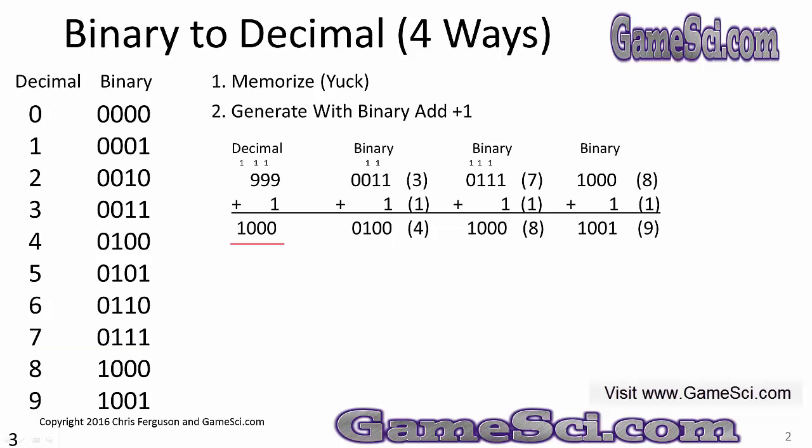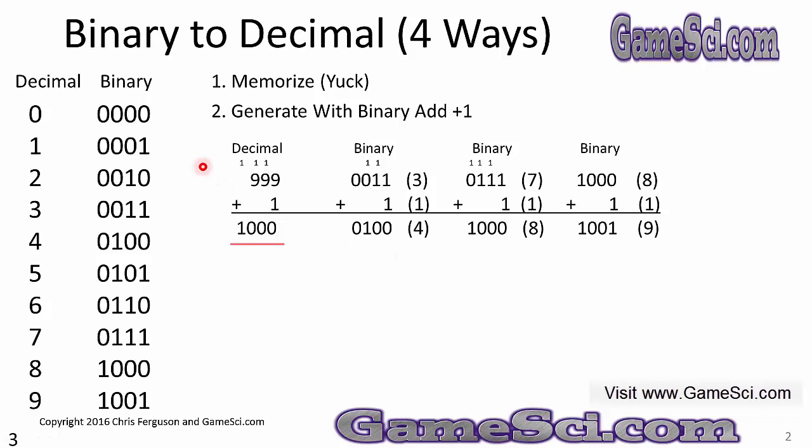One way you can figure out binary is just generate it with binary add plus 1. To understand this, let's go back to your decimal numbers and remember how you add decimals. I'm going to take the decimal number 999 and get to the next number in the sequence by adding 1 to it. Well, 9 plus 1, there is no digit for that. So we put down 9 plus 1 is 0 with a carry of 1.